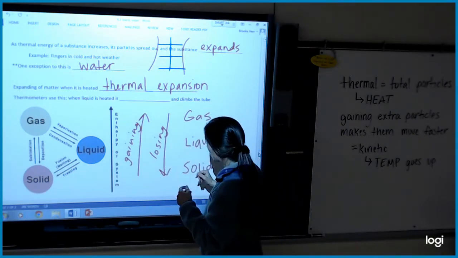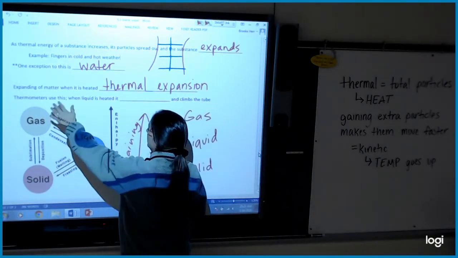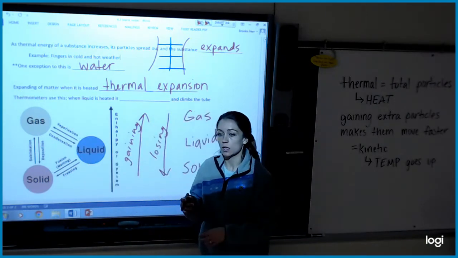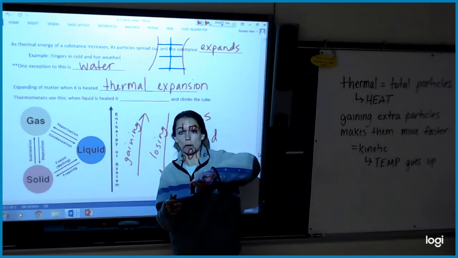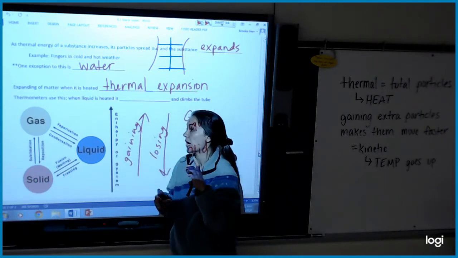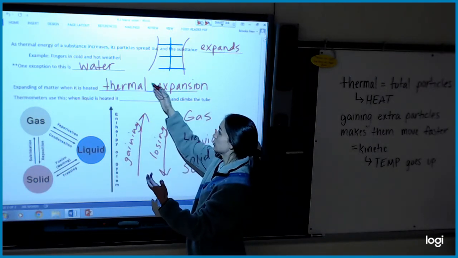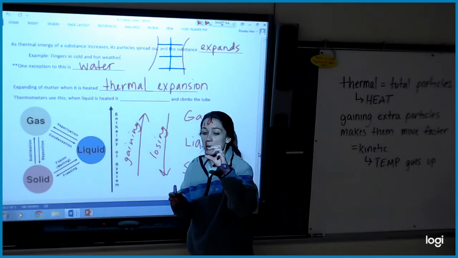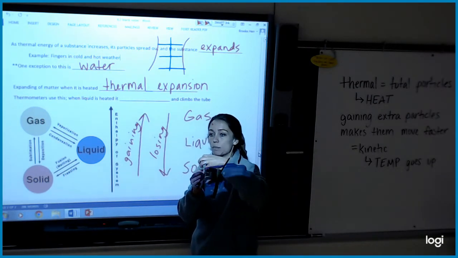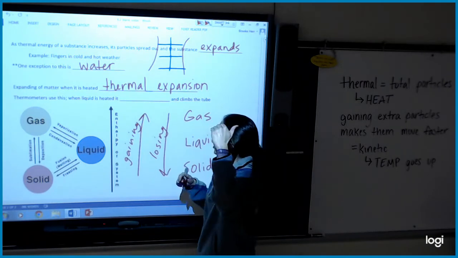Another good example of thermal expansion is a thermometer, obviously. If you ever have an actual thermometer where you can see the mercury inside, as it's heated, as it gains thermal energy, thermal expansion, the liquid, there's the same amount of liquid all the time, but it expands and it climbs up the tube and it shows you a higher temperature.